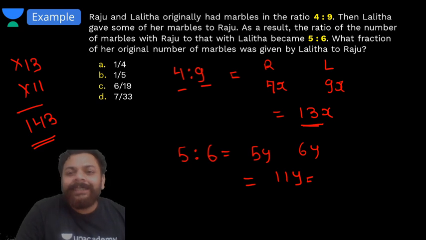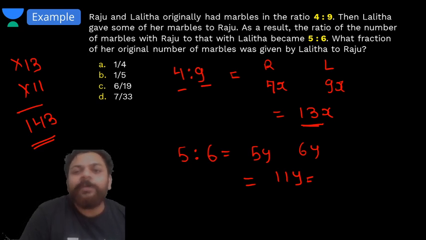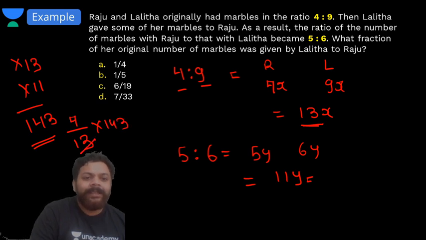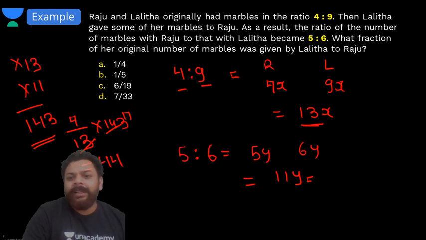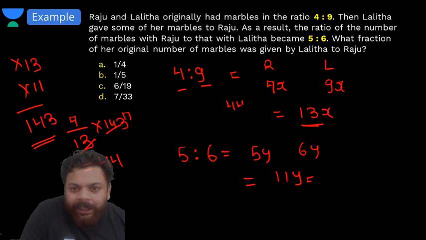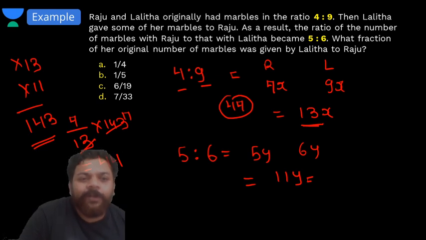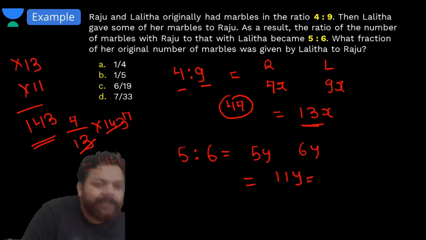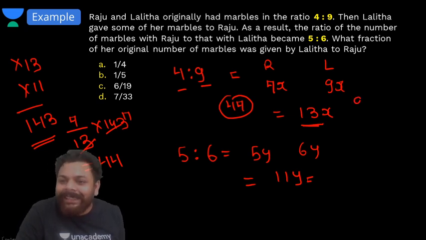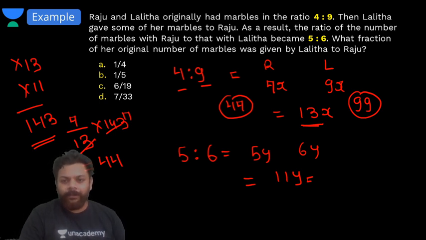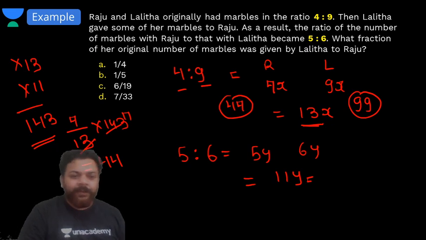Initially, since the ratio is 4:9, Raju will have 4 divided by 13 multiplied by 143 marbles, and if I divide, I'll get 11. That is, Raju is having 44 marbles. Since the total is 143, Lalita must have 99 marbles. Agree? Are you getting this one?